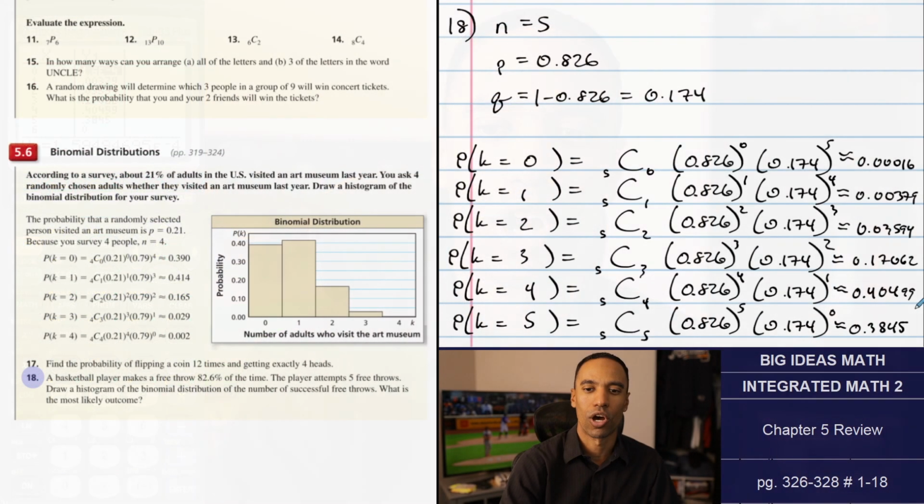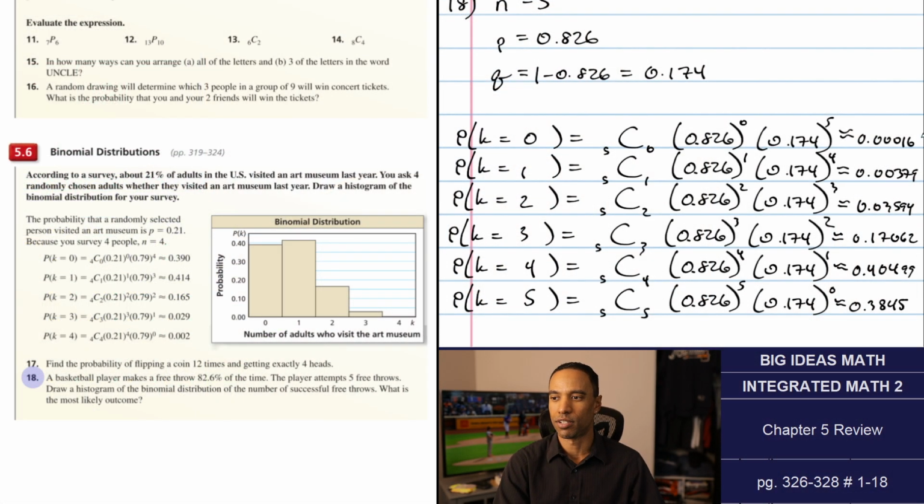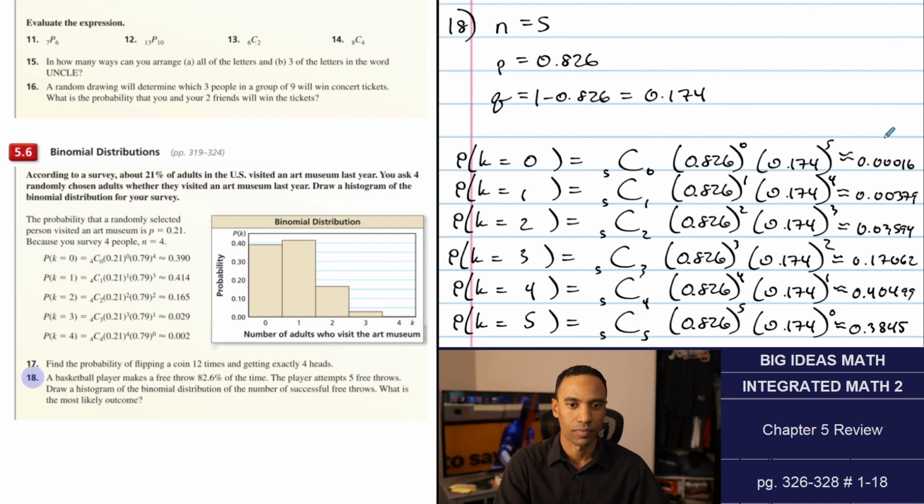Then 0.17062. And you might look at some of these and say, well, none of them are that high. You have to remember, you have to spread out this distribution among everything. So it's just one of those things that it needs to show in some capacity. 3, 8, 4, 5. It's not possible to do 6 when you only have 5 free throws. So 0% after that.